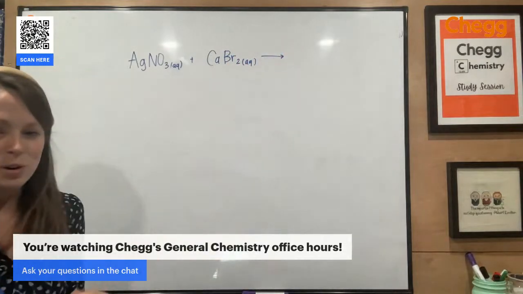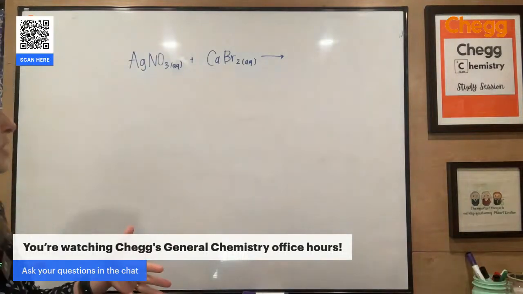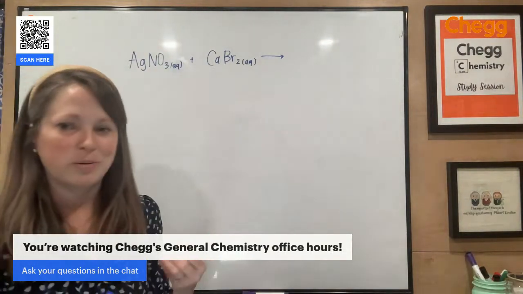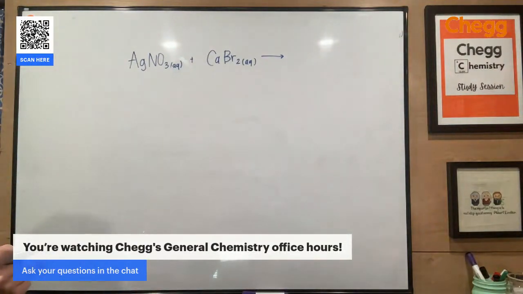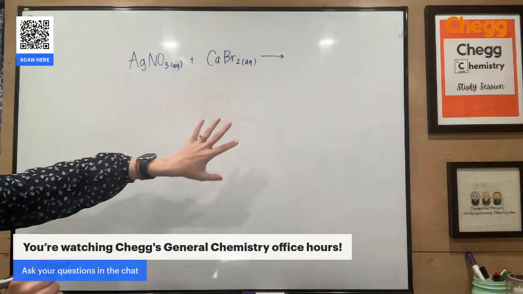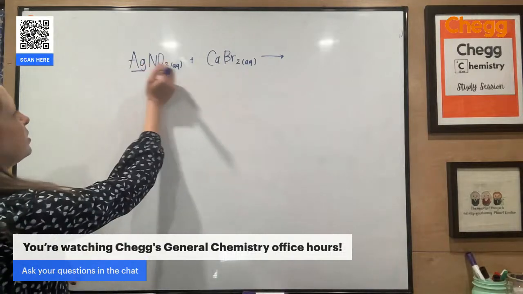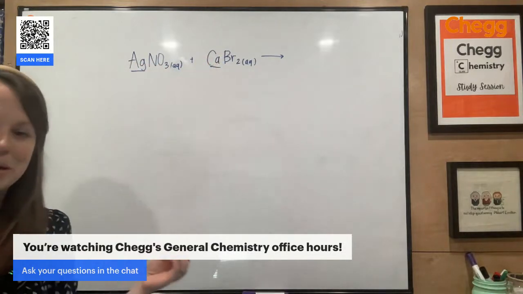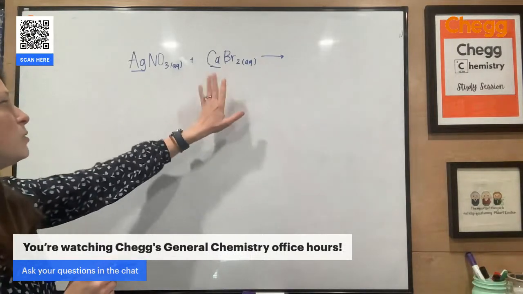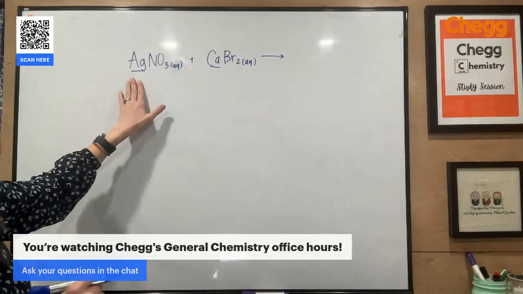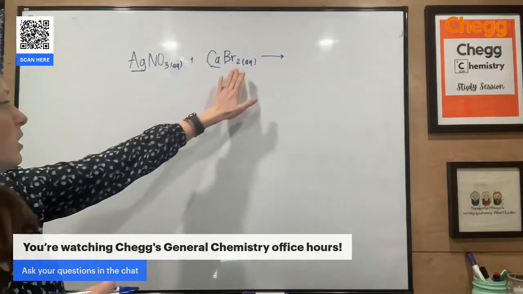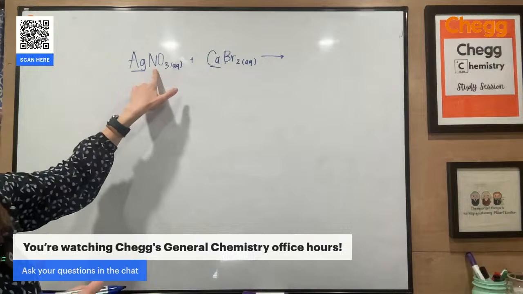So how do we know what is aqueous? How do we know what the products are? How are we going to figure this out? How do we know what that net ionic equation is going to be after I have my full double replacement reaction? There are a lot of different ways to look at it. I tend to have my students look at the metals. The cations in these two compounds just swap partners. So in my new compounds, I'm going to have silver bromide and then calcium nitrate.